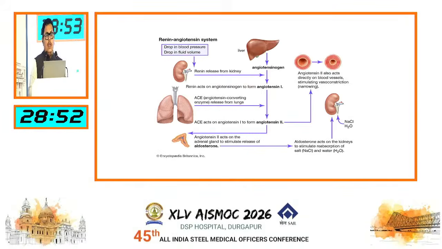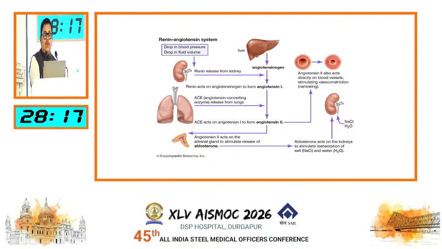So we all know the basics of the renin, angiotensin and aldosterone axis. The basic hormone is renin, which is released from the kidney, and then angiotensinogen, which comes from the liver, and then renin cleaves it to angiotensin 1, and then ACE, angiotensin converting enzyme, converts it to angiotensin 2. We know all this basic pathophysiology.